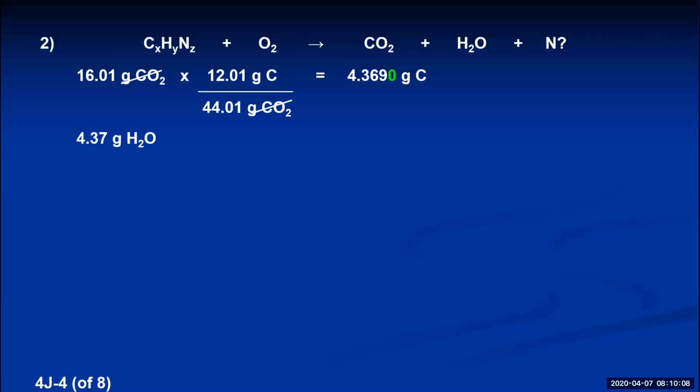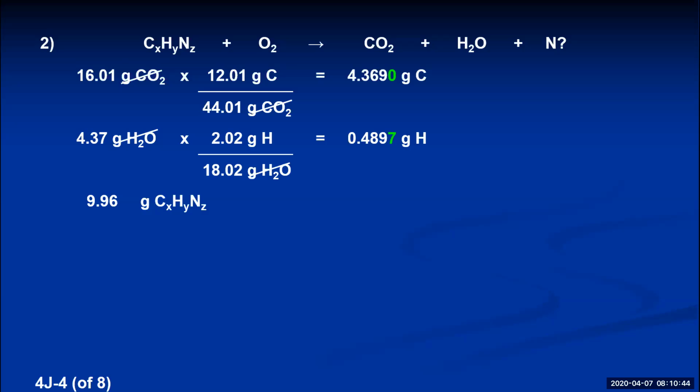The 4.37 grams of water will allow us to calculate the mass of hydrogen in the water, because water is 2/18 hydrogen by mass. If I multiply by that ratio, I will calculate that this water sample must have contained 0.4897 grams of hydrogen. And because all the hydrogen in the water came from the unknown compound, 0.4897 grams of hydrogen must have been in our original unknown sample. So we now know how much carbon was in it and how much hydrogen was in it. We just don't know how much nitrogen is in it.